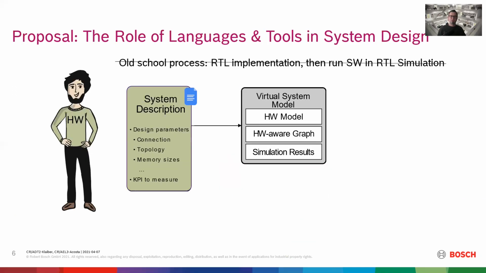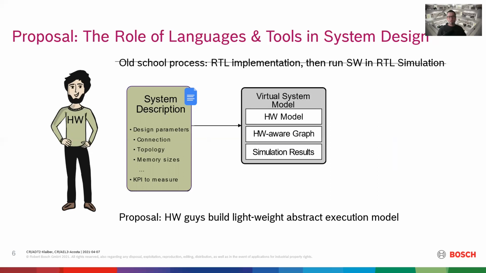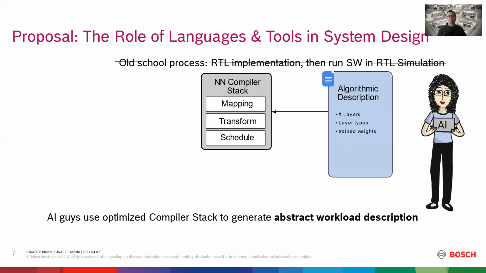The methodology we want to encourage is for hardware people to build lightweight, abstract execution models really before writing the first line of RTL code. And by abstract, I mean focusing on the timing details rather than on the implementation details. And AI guys should use state-of-the-art tools such as neural network compiler stacks, for example, TVM, to build abstract workload descriptions.